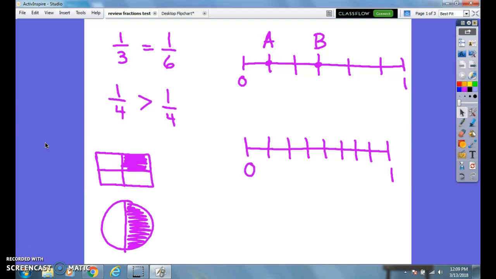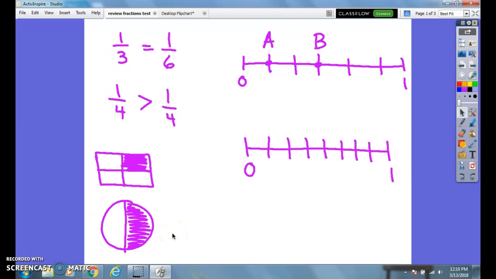So there'll be many examples on the test where you will have to look at fractions and tell me if they are true or not, inequalities. Then if you look down here, you have a square shaded in and you have a circle shaded in. You'll have to look at different shapes shaded in and tell me what is that fraction. Then after you're finished, you will have to tell me what is another equivalent fraction to that fraction.